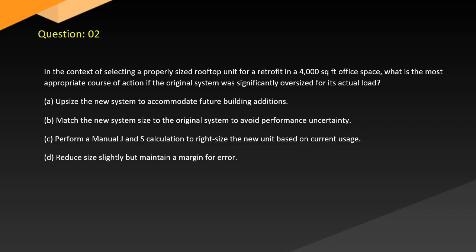Question 2. In the context of selecting a properly sized rooftop unit for a retrofit in a 4,000 sq ft office space, what is the most appropriate course of action if the original system was significantly oversized for its actual load? A. Upsize the new system to accommodate future building additions. B. Match the new system size to the original system to avoid performance uncertainty. C. Perform a Manual J and S calculation to right-size the new unit based on current usage. D. Reduce size slightly but maintain a margin for error.